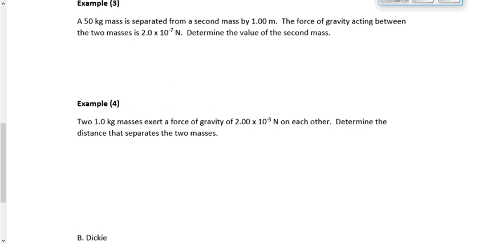This one says a 50 kilogram mass is separated from a second mass by 1 meter. The force of gravity acting between the two masses is 2 times 10 to the negative 7 newtons. What's the value of the second mass?